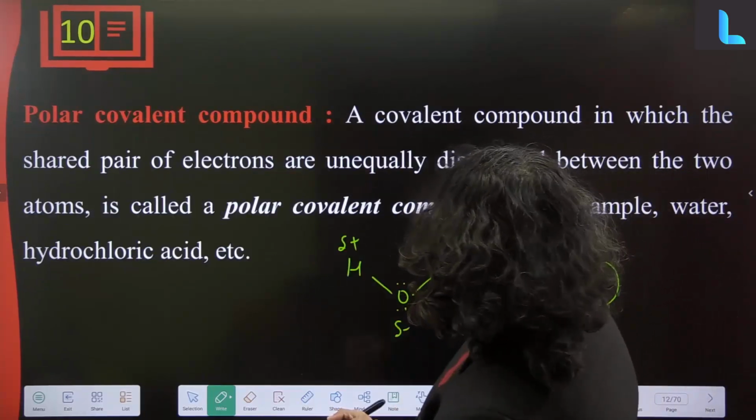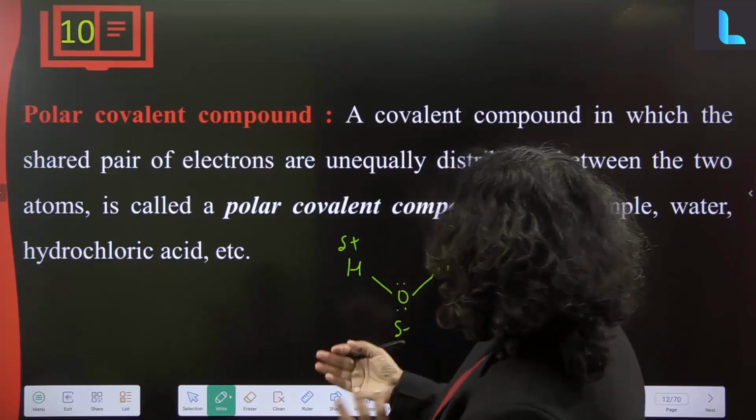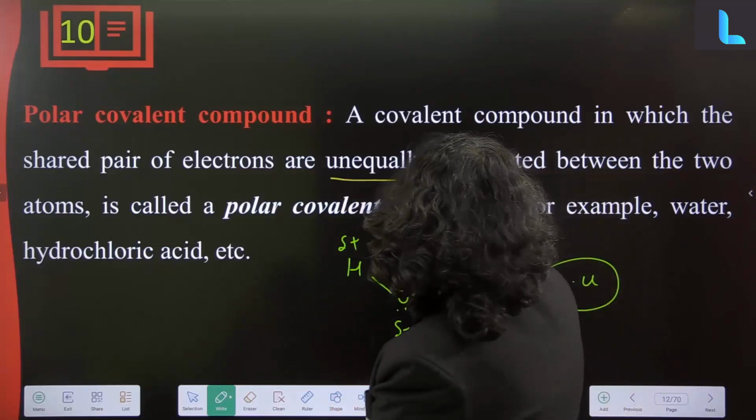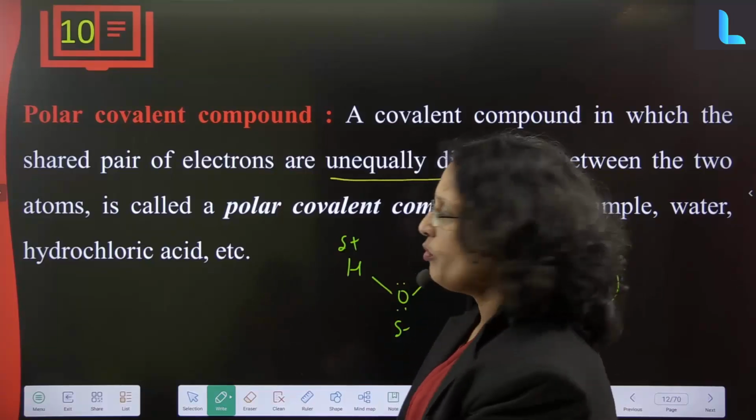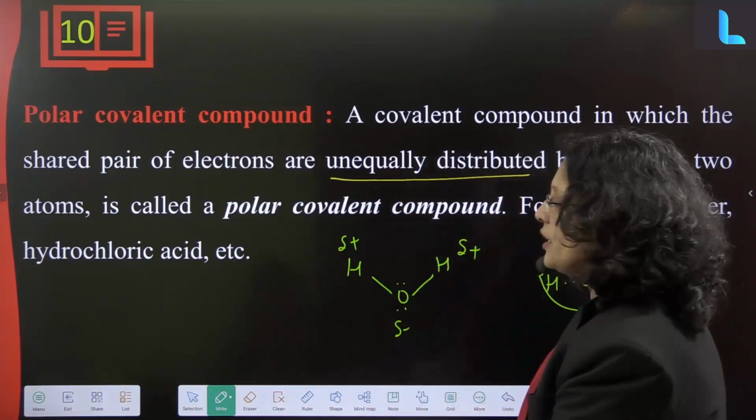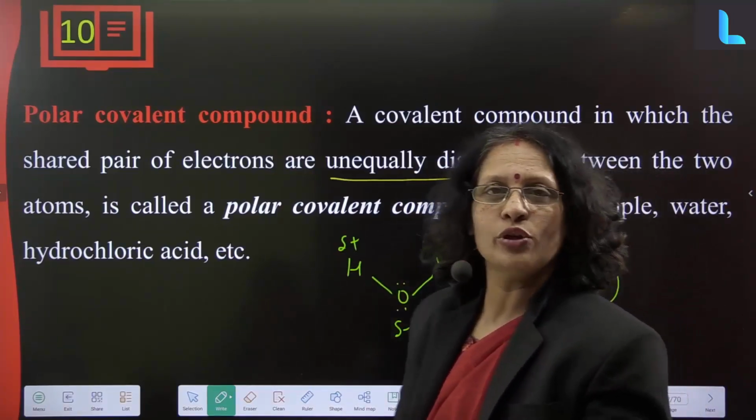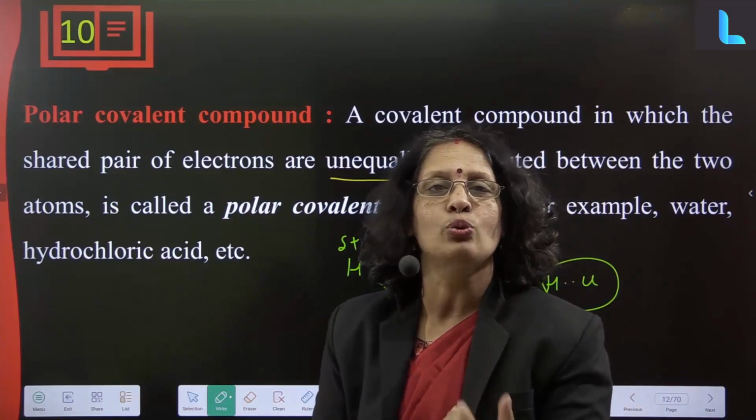Then polar covalent bond: a covalent compound in which the shared pair of electrons is unequally distributed. Why are they unequally distributed? One will have more electronegativity, another will have less electronegativity. Electronegativity is the electron capturing power towards itself.